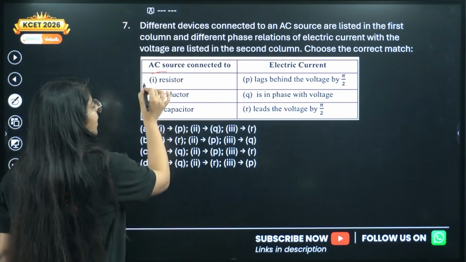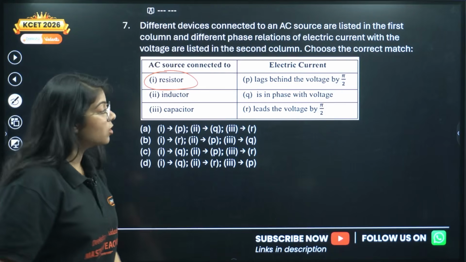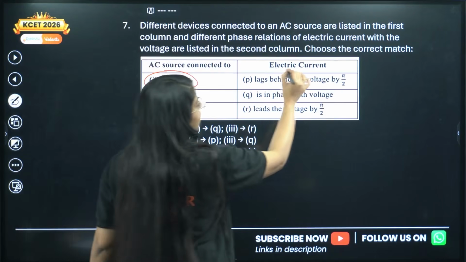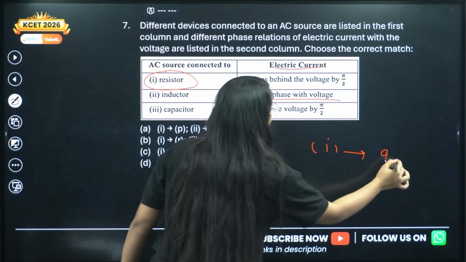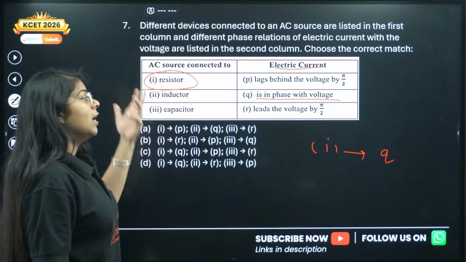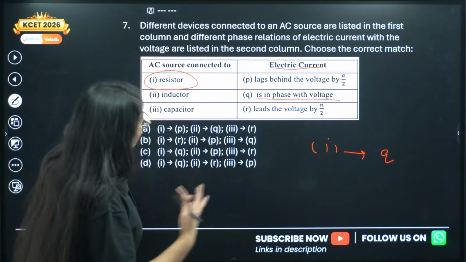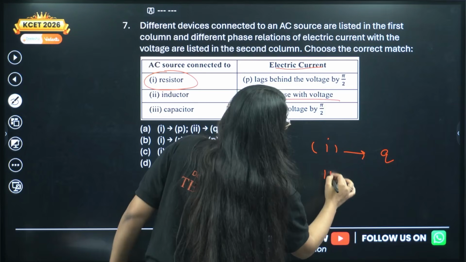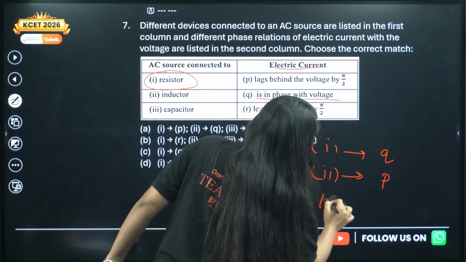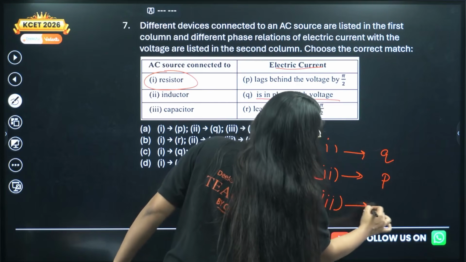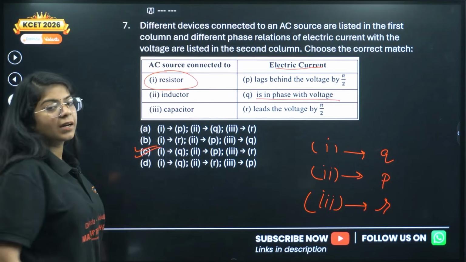For resistor, we know the voltage and electric current are in phase with each other. So first is matching with Q. For inductor, the electric current lags behind the voltage by phase pi by 2. So second, that is inductor, matches with P, and then definitely third will match with R, and that is our option number C. Correct?